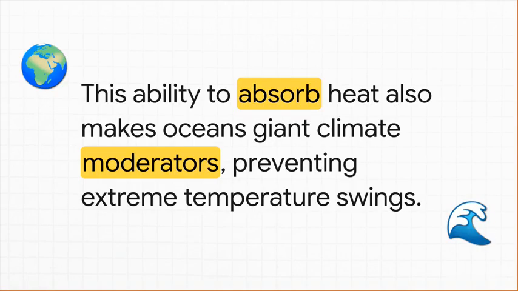Now, let's scale that idea up from one beach to the entire planet. Our oceans act as these absolutely colossal heat sinks. They soak up enormous amounts of energy from the sun all day and all summer, and then they release that heat back out very, very slowly at night and during the winter. This process prevents wild temperature swings and keeps our entire planet's climate stable.